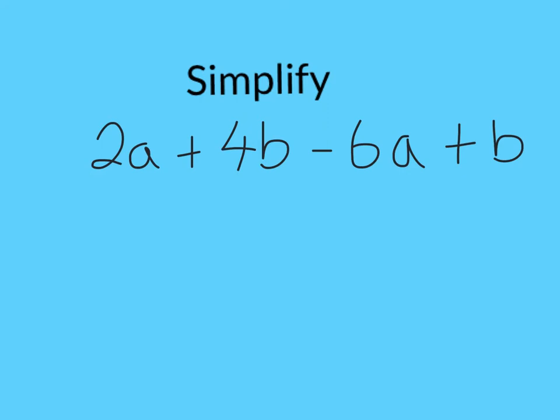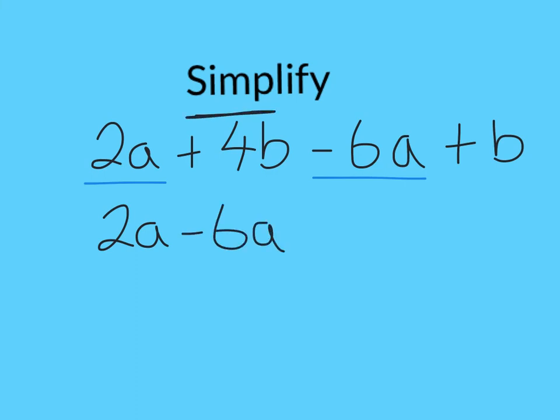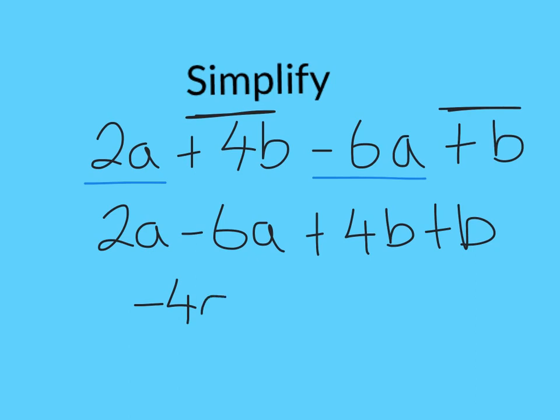I can see straight away that I have 2A here and a minus 6A there. Minus 6A, the minus always has to come with that term. So let's put these terms together. 2A minus 6A, and then I have a plus 4B here and a plus B here. So 2A minus 6A, remember integers, that gives me minus 4A.